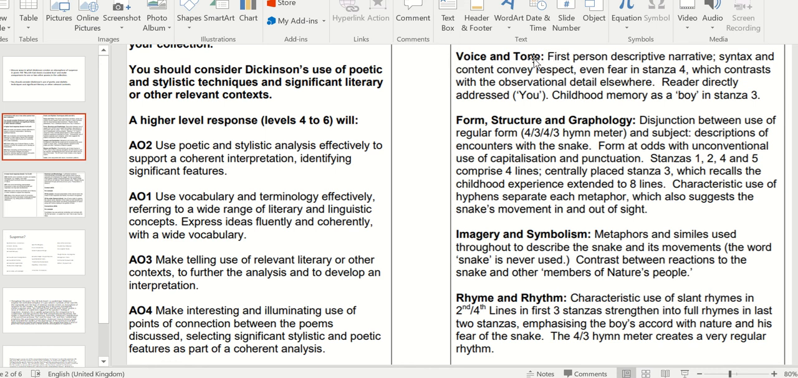So the first is voice and tone. Now this might be a nice way to structure your essay if you're struggling. I know that some of you emailed me and said that you didn't really know how to approach an essay. Here, they're really, really specific.